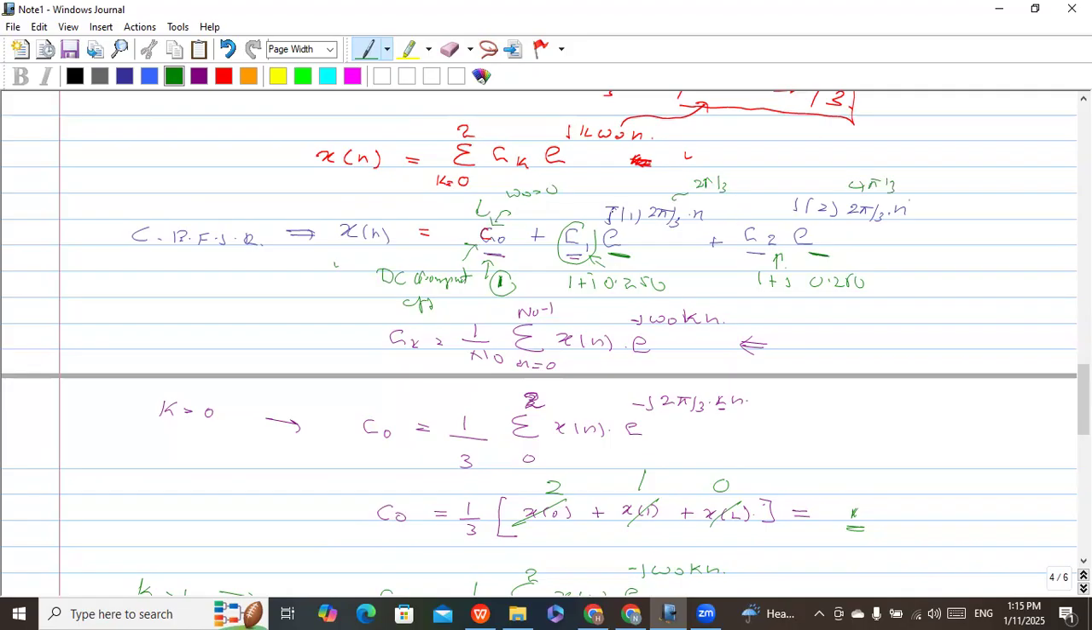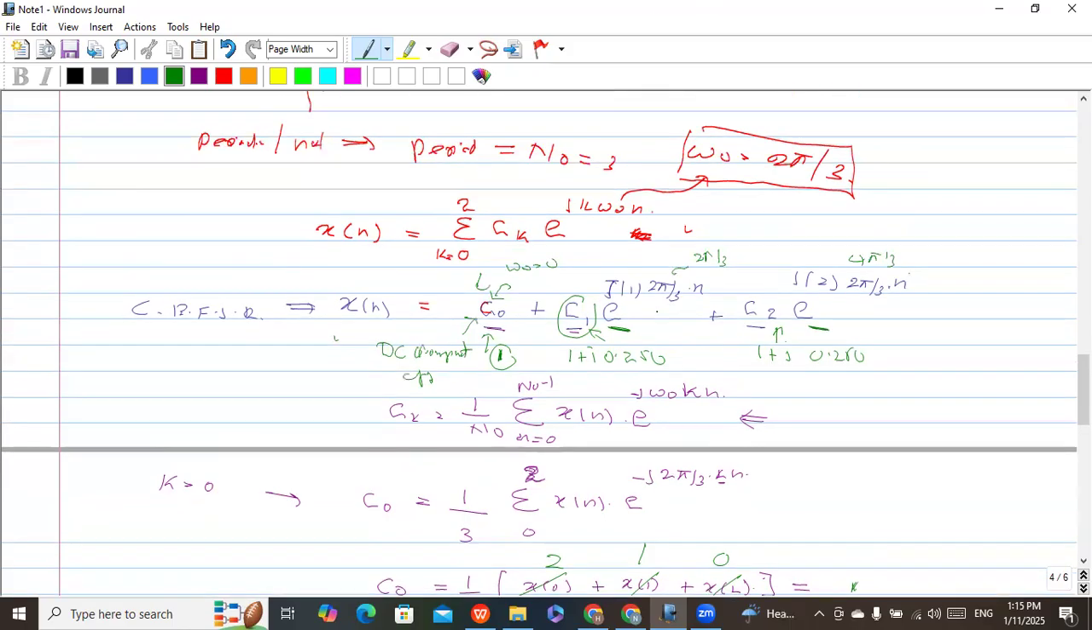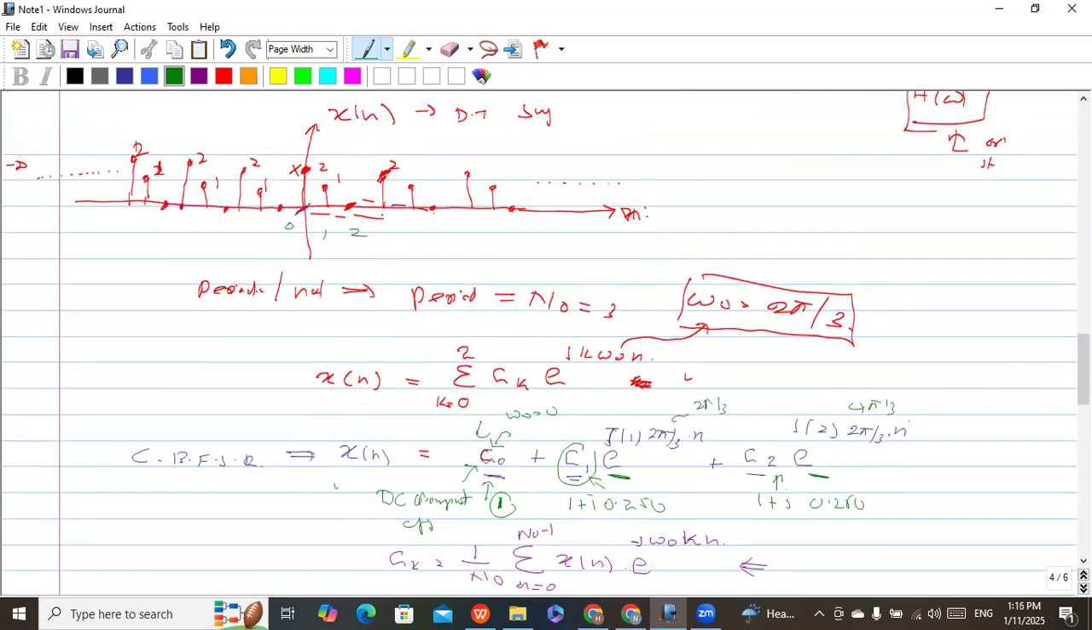And why you need to do this up to n naught minus 1? Because if you add another sample, that means this sample, again you need to find this one. You are calculating this one, so already you take this. If you take n sample and n naught sample, you are repeating the same point. So whatever you need to add from one sample to the other sample, that will be enough. That is why we need to get this sum from 0 to n naught minus 1, from any sample to the next repeating sample. I hope you get it.